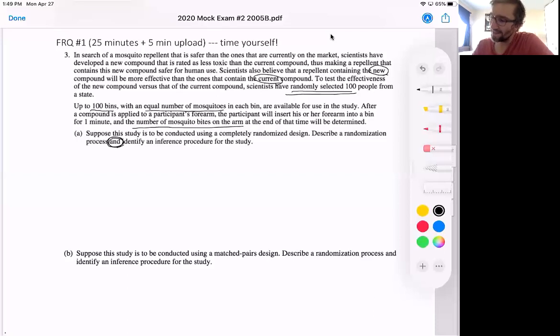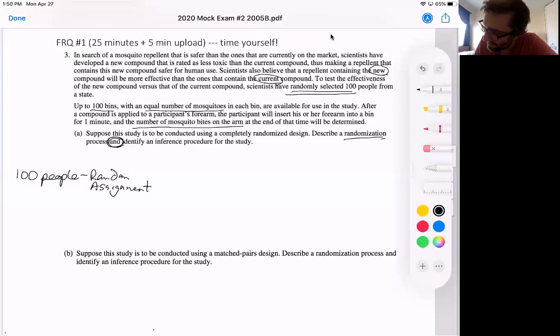So a completely randomized design, we're going to have our 100 people. And we have our 100 bins, so that seems nice. So completely randomized design, I'll start with a diagram. A diagram isn't sufficient in and of itself, so I'll have to use words to explain this. But we have our 100 randomly selected people from a certain state. And then probably the most important thing that students will forget is mentioning we will randomly assign, which specifically this question is asking you, how will you randomly assign? What process will you use?